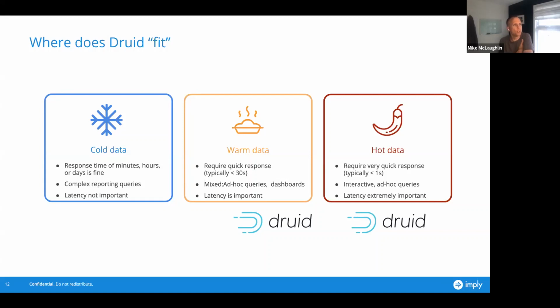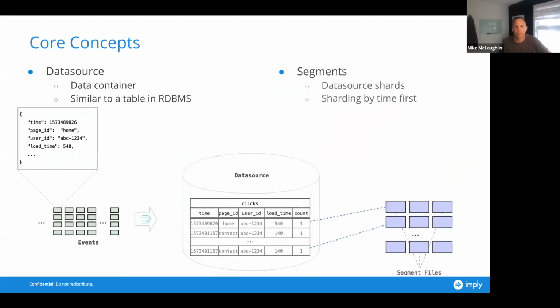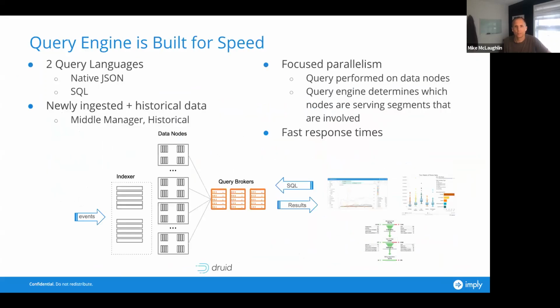Richard, I see your question. Is there a limit for hot data Druid can support? There's no limit for hot data. So yeah, that's a great question. I'm going to swing back to my slide, hopefully I'm not making you all sick. There's no limit per se.